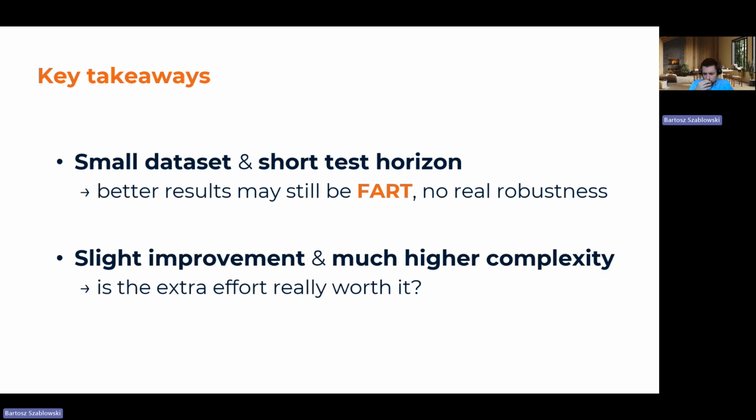It would be worth testing at least this demand network on a larger data set, a popular benchmark data set like the M5 competition. I have started it because I have also started writing a paper about it. So I also need to test it on another data set as well. The second point is more practical because the solution is very complex, but the results are only slightly better. So the natural question is, is the extra effort really worth it?